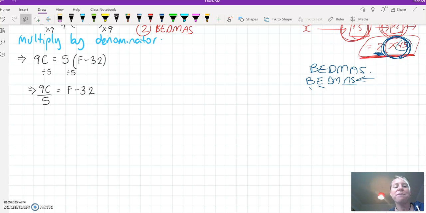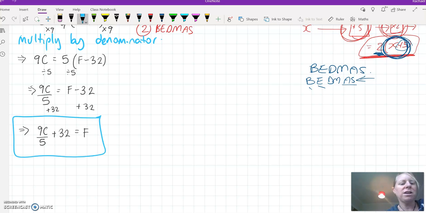What are we going to do now? We've got minus 32 happening. We've managed to get rid of those brackets because we've dealt with that multiplying by 5. So now we can add 32 to both sides. So let's do that. That ends up with 9c over 5 plus 32 equals f. And here is your final answer. That's how you could convert it.